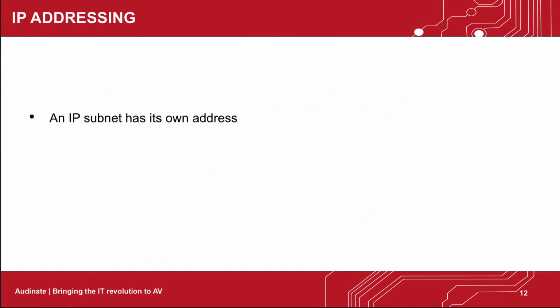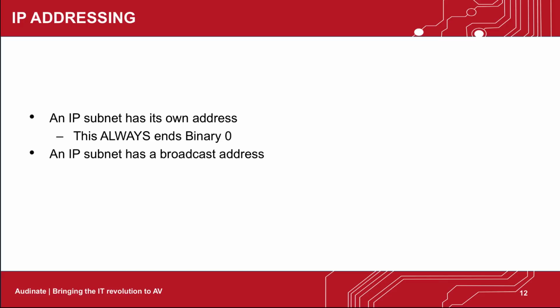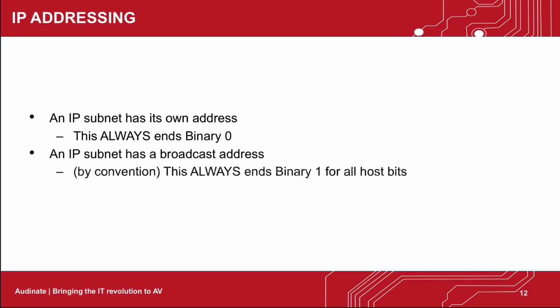So an IP subnet has its own address. This always ends at binary 0. An IP subnet has a broadcast address. By convention, this always ends at binary 1 for all host bits.